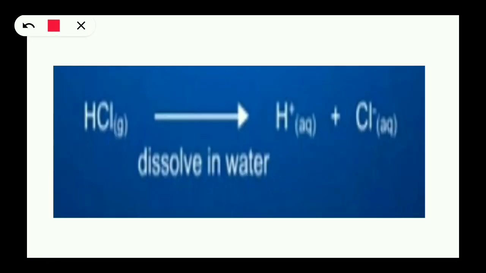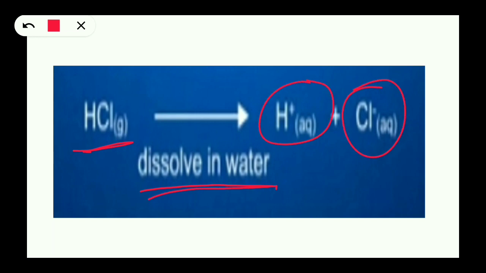In this equation children, dry HCl gas does not contain any hydrogen ions. When HCl is dissolved in water, as soon as it is dissolved, it splits into H plus ions and Cl minus ions. And due to these ions only, it is showing its acidic properties. But in the dry state, it does not contain any ions and it won't show its acidic property.